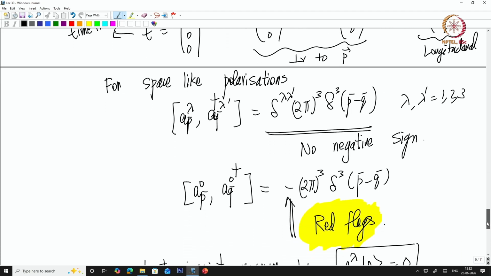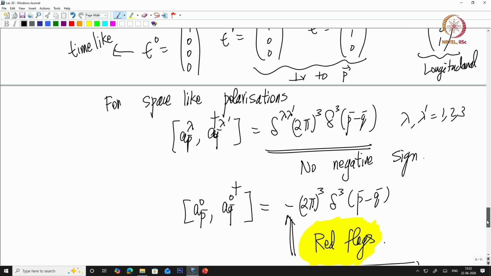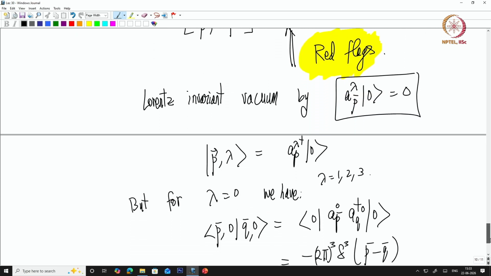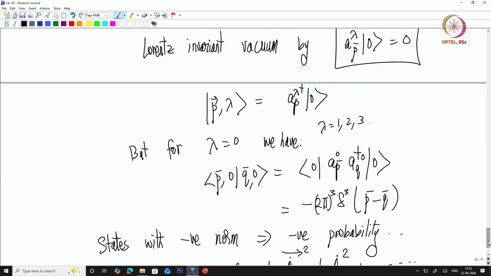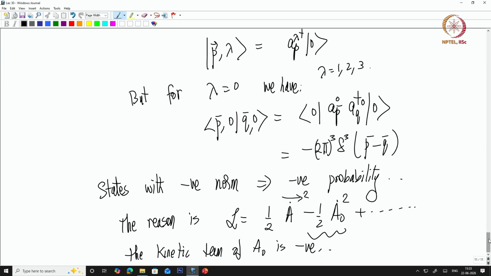And so, if you check which ones of these are really creating problems, you see that the red flags are raised for the time-like component, which is the A0 component. A0 dagger and A0, the creation and annihilation operators corresponding to the A0 component, have a negative sign, and the moment you have negative signs, you know that you have problems because the norms are negative. Negative norms mean negative probability, and this can all be traced to a negative kinetic term.